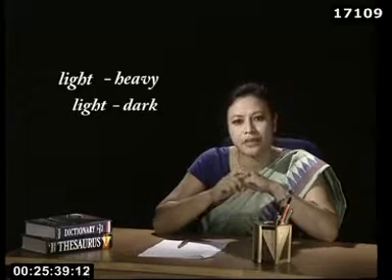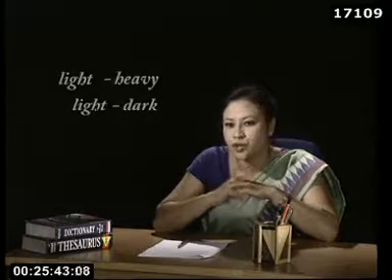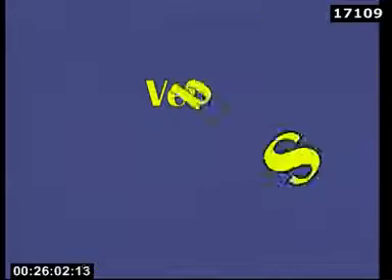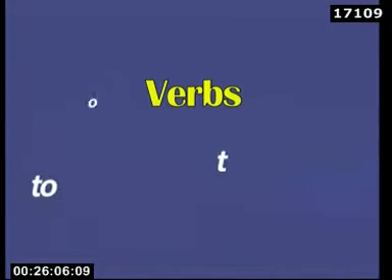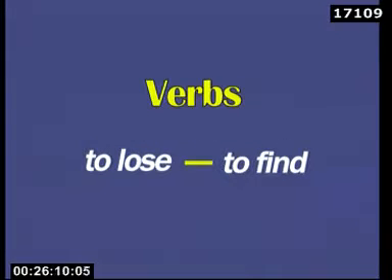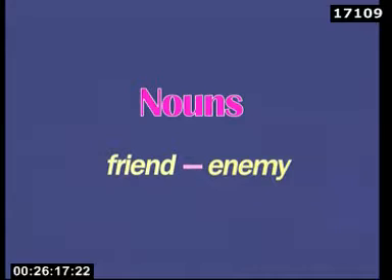They usually appear in pairs, but a polysemantic word may have an antonym for each of its meanings, as in light, heavy, light, dark. Antonymy is not evenly distributed among the categories of parts of speech. Most antonyms are adjectives, which is quite natural because qualitative characteristics are easily compared and contrasted. Verbs take second place, for example, to lose or to find. Nouns are not rich in antonyms, as in friend and enemy.